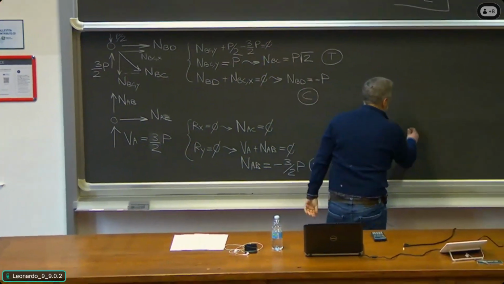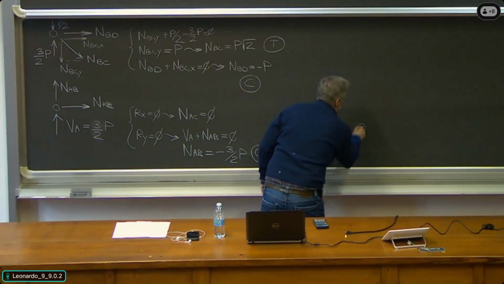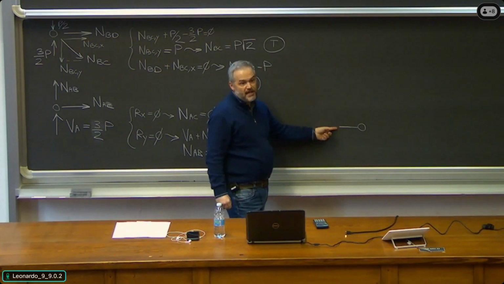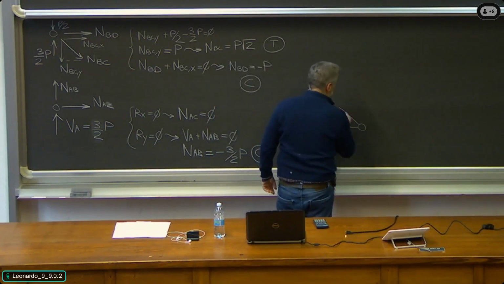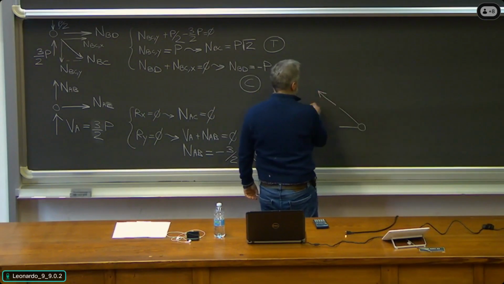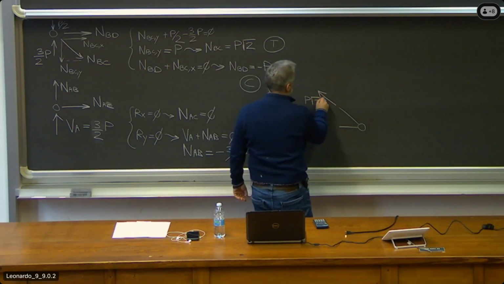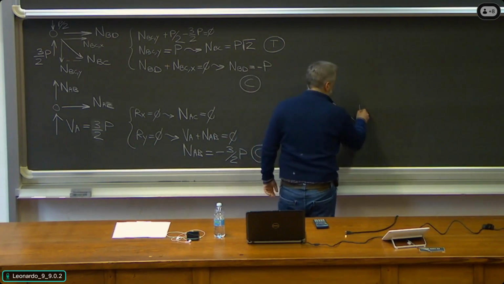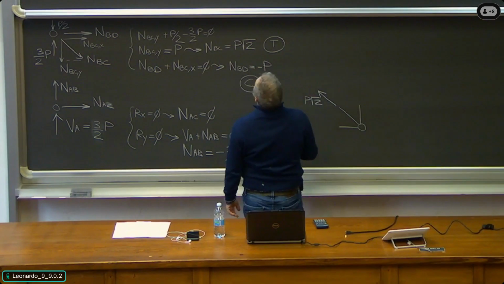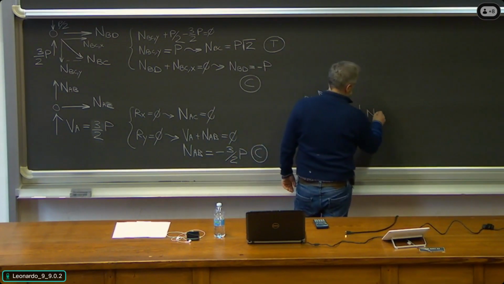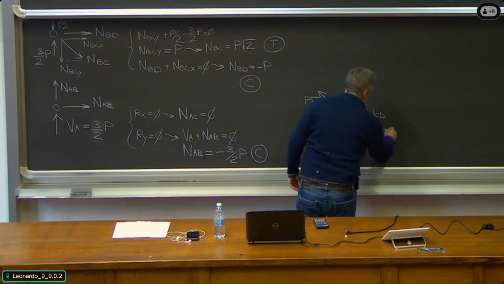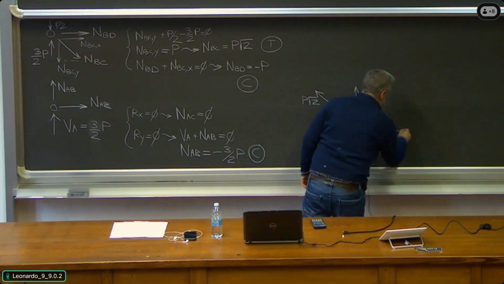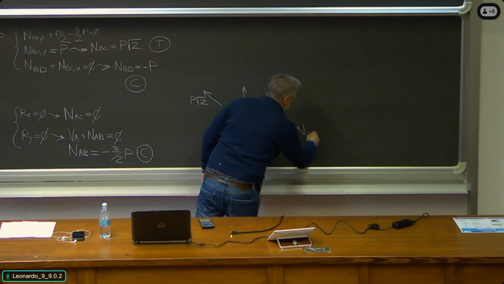So, to node C, we have the horizontal member to the left, which is unloaded. Then we have the diagonal member, which is subjected to a force, which is P square root of 2 tension, therefore it pulls. Then we have the vertical member, whose name is CD. Then we have another horizontal member, whose name is CE. Okay?